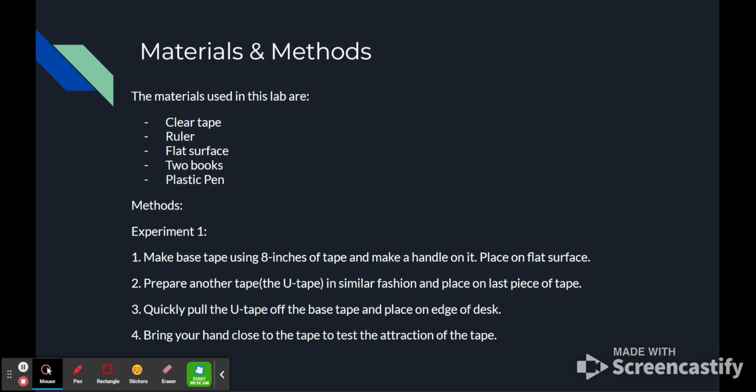Materials used in this lab are clear tape, a ruler, a flat surface, 2 books, and a plastic pen. For the first experiment, I make 2 pieces of tape, a base tape, which I place on a flat surface, and then another piece of tape, the U-tape, which I place on top of the base tape. If I quickly pull the U-tape off the base tape and place it on the edge of the desk and bring my hand close, I can test the attraction of the tape.